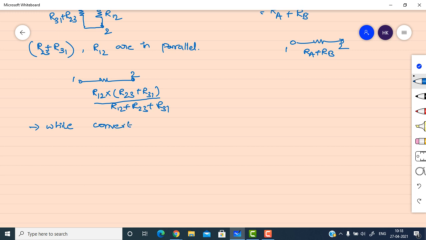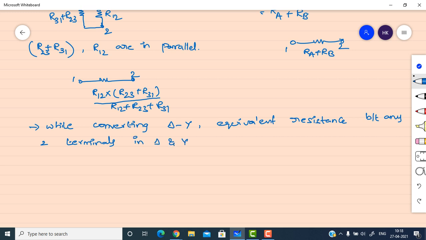While converting delta to star, equivalent resistance between any two terminals in delta and star must be equal.